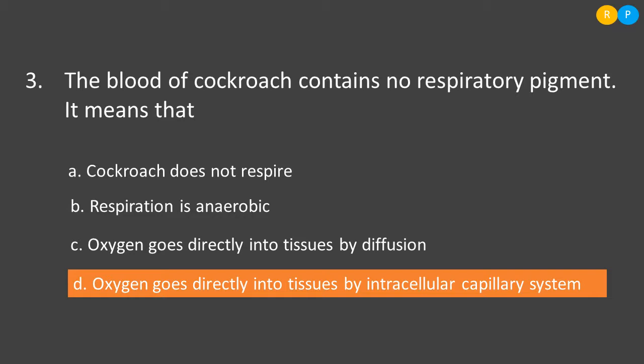For respiration, we can see the trachea present in the cockroach. Clear. That trachea forms a huge network throughout the body. It is connected to each and every cell in the cockroach. So this huge network directly circulates oxygen to each and every cell of the animal. So the correct answer is option D.